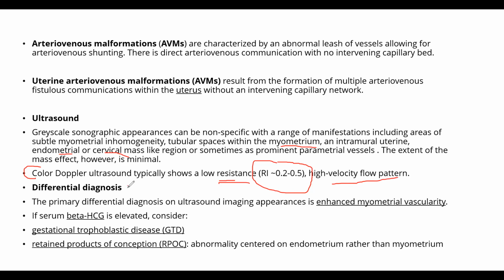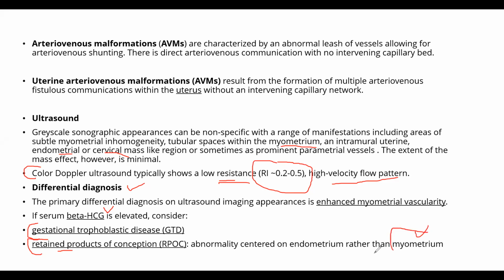Now, differential diagnosis. The primary differential diagnosis on ultrasound appearance is enhanced endometrial vascularity itself. And if beta hCG is elevated, you have to consider gestational trophoblastic disease. And you have to consider retained products of conception also. In retained products of conception, abnormalities are centered on the endometrium rather than the myometrium. So that is what I told you.